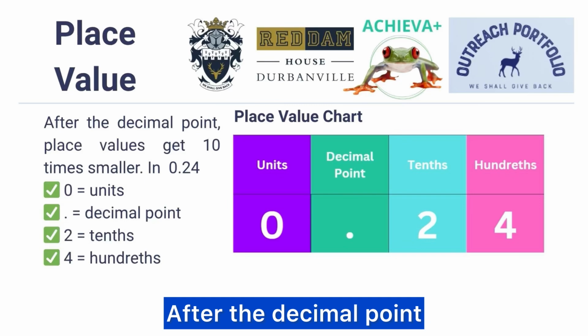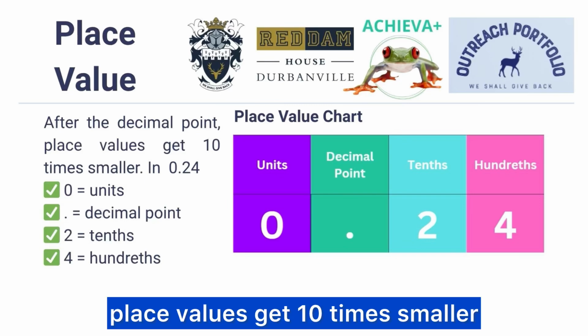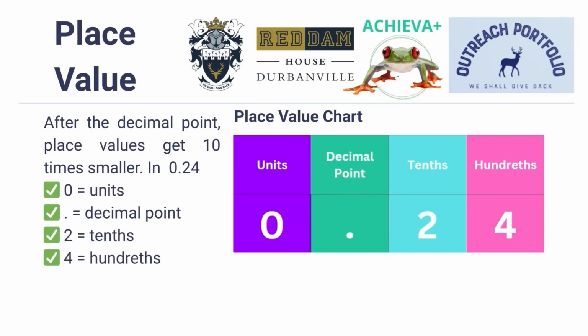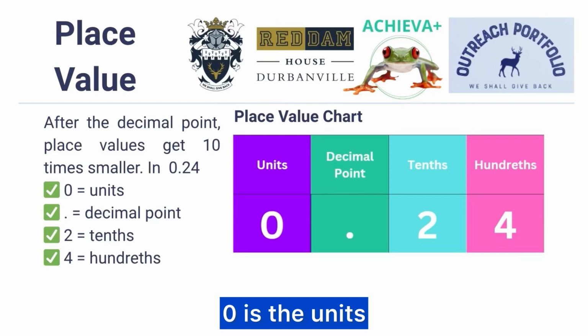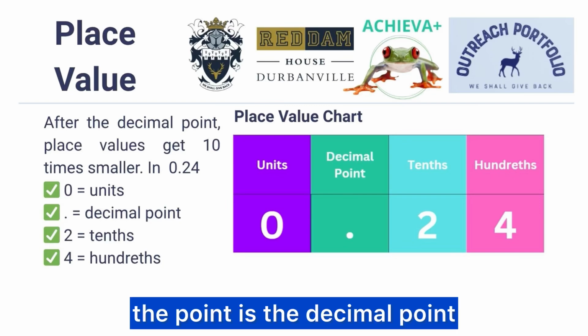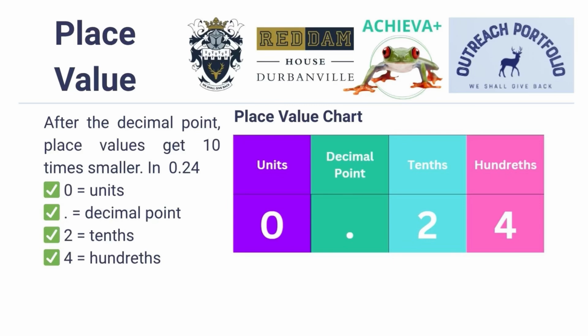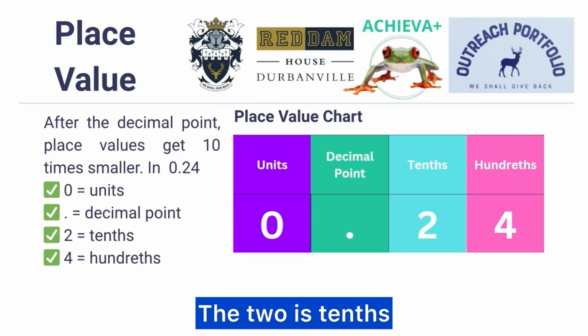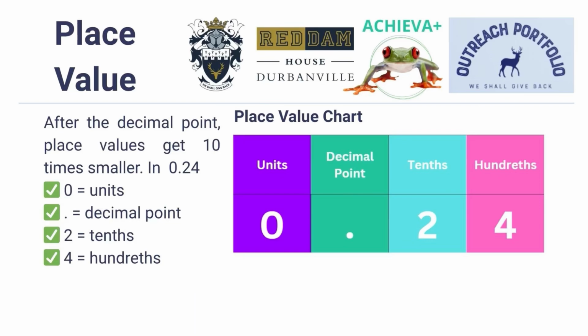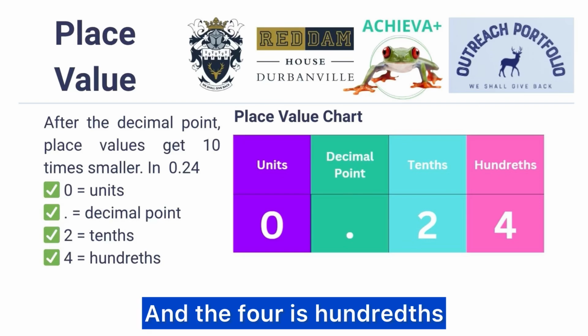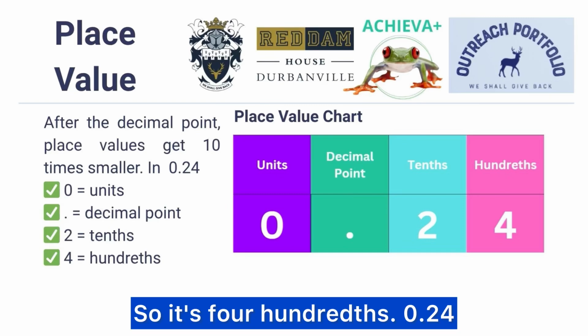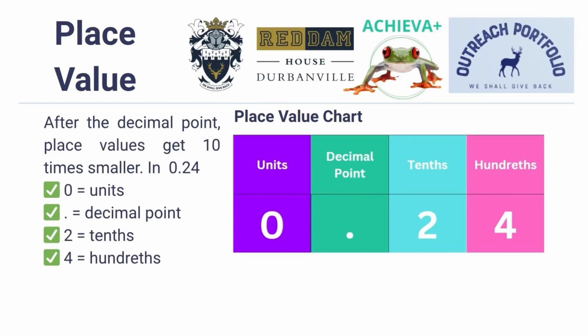After the decimal point, place values get 10 times smaller. In the number 0.24, 0 is the units, the point is the decimal point, the 2 is tenths, that's 2/10, and the 4 is hundredths, so it's 4 hundredths, 0.24.